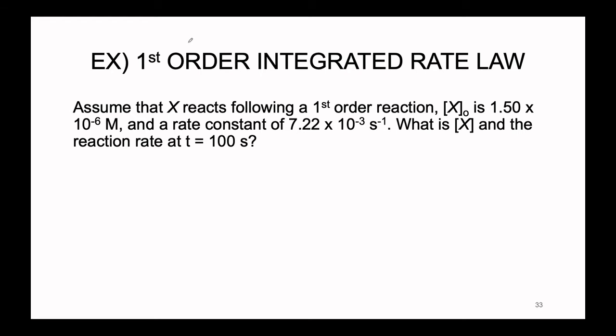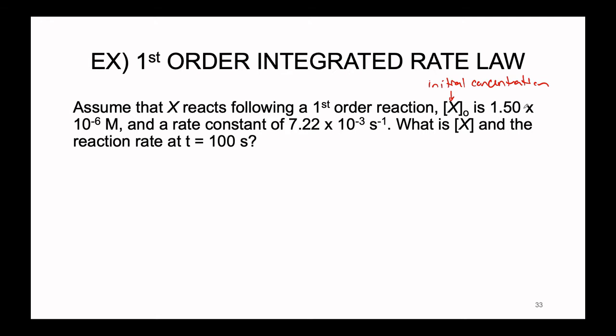All right, but before we get ahead of ourselves again, let's actually look at using the first order integrated rate law. Let's look at the power of having this equation that relates concentration and time. So let's assume that some reactant X is going to be following a first order reaction, where the initial concentration, again, that's what this little knot here represents, is 1.5 times 10 to the negative 6 molar.